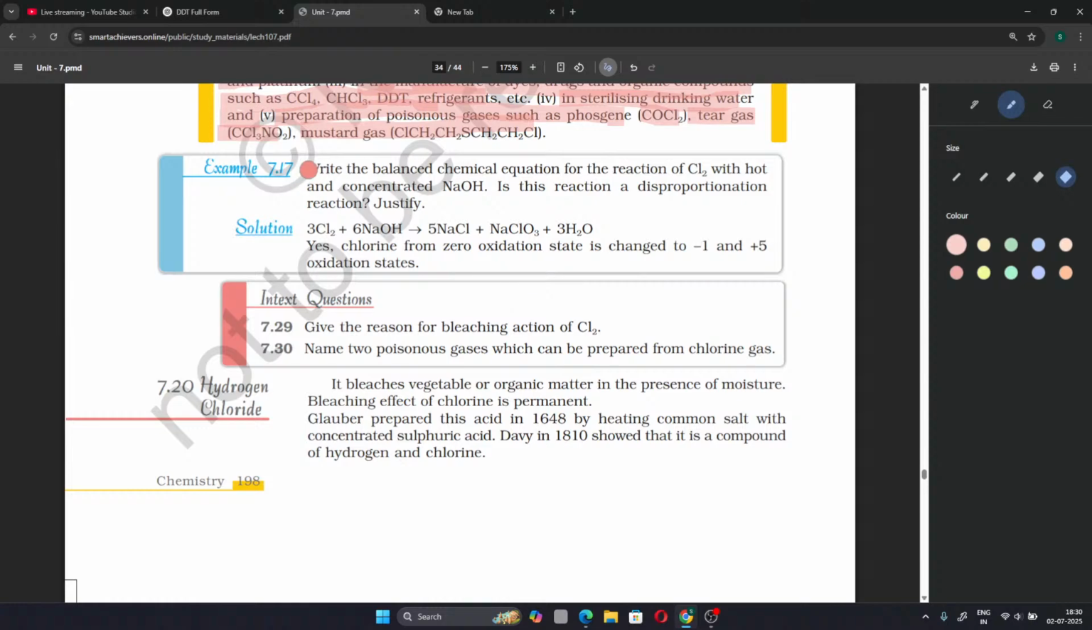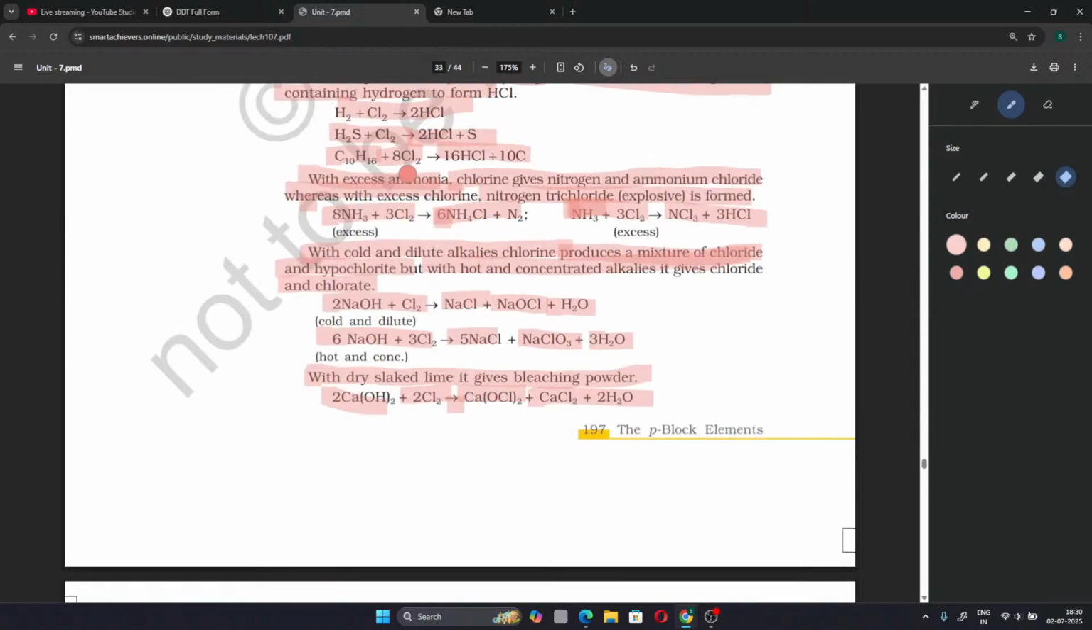Example question: write the balanced chemical equation for the reaction of Cl2 with hot and concentrated NaOH. Is the reaction a disproportionation reaction? Justify. The reaction is similar to the cold and dilute case, except for the chlorate and hypochlorite difference: cold and dilute forms a hypochlorite, while hot and concentrated forms a chlorate, NaClO3.